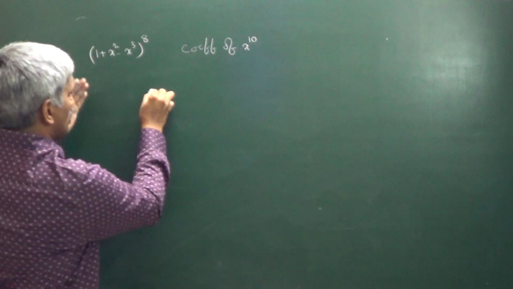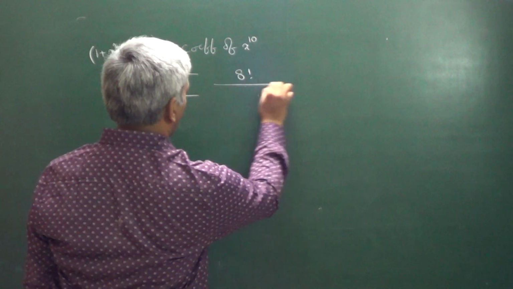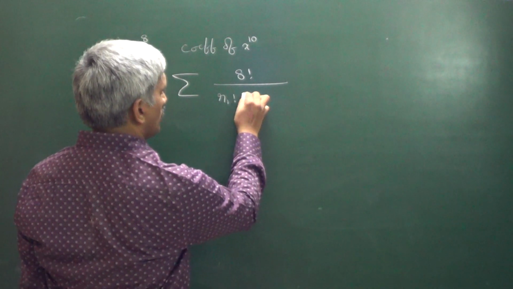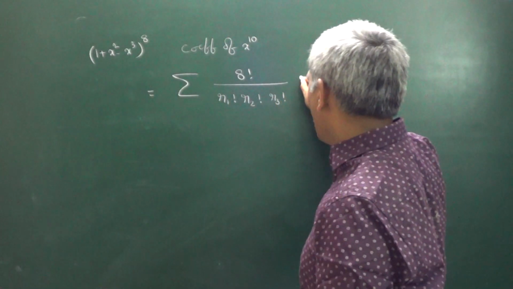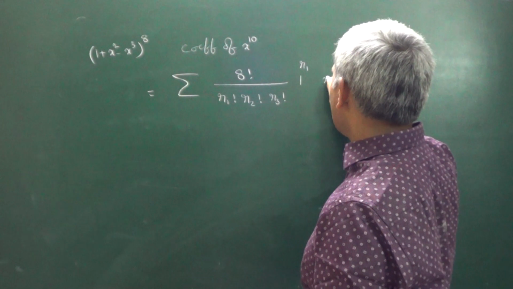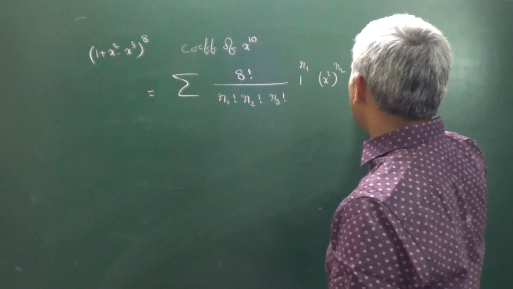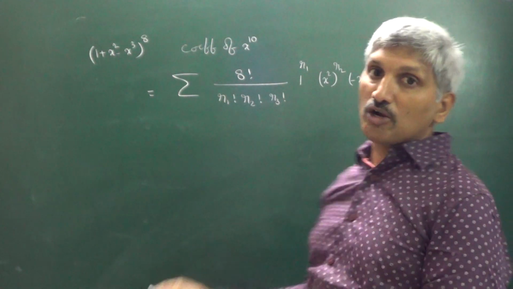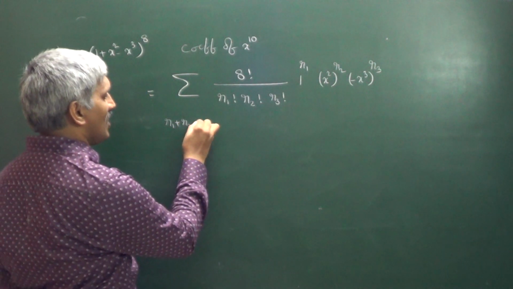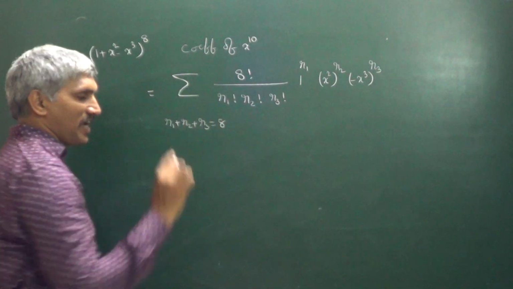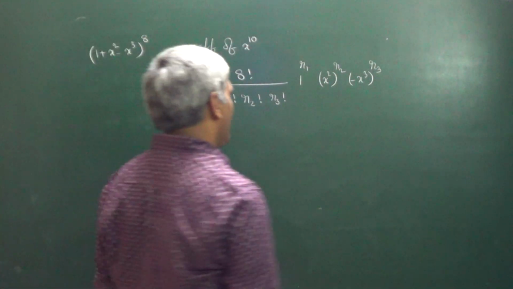Tell me, what is the general term, how to write this? It can be written as summation 8 factorial divided by r1 factorial into r2 factorial into r3 factorial into 1 power r1 into x square whole to the power of r2 into minus x cube whole to the power of r3. We have to expand this summation in such a way that r1 plus r2 plus r3 must be equal to 8. Now we have to find out the coefficient of x power 10.